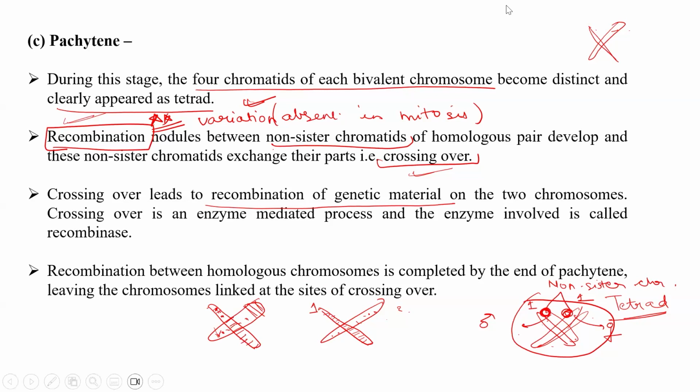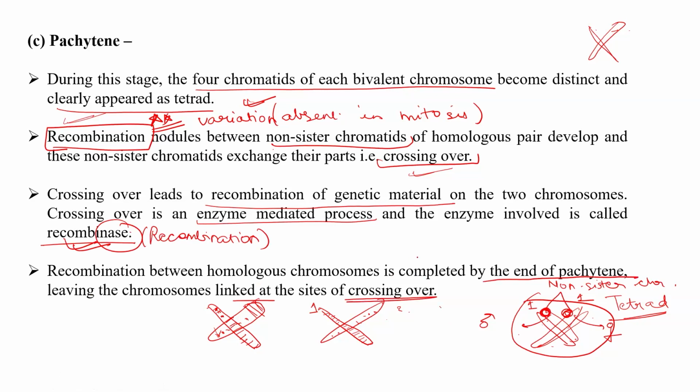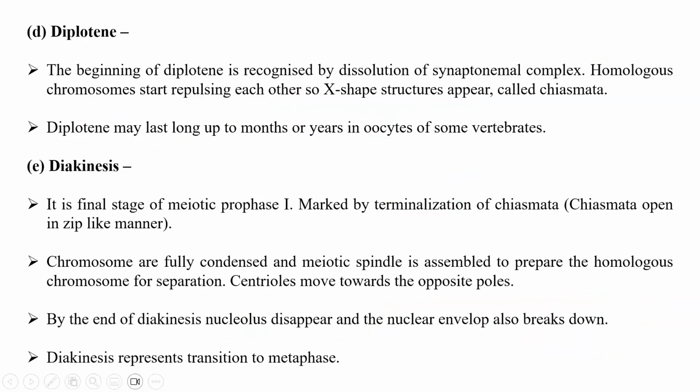So crossing over leads to a recombination of genetic material on the two chromosomes, and it is an enzyme mediated process, and the enzyme which is involved in this is recombinase. Since the process is recombination, therefore the enzyme is termed as recombinase enzyme. Recombination between homologous chromosomes is completed by the end of the pachytene stage, leaving the chromosomes linked at the site of crossing over. So the chromosomes will remain linked at the site where the crossing over has taken place.